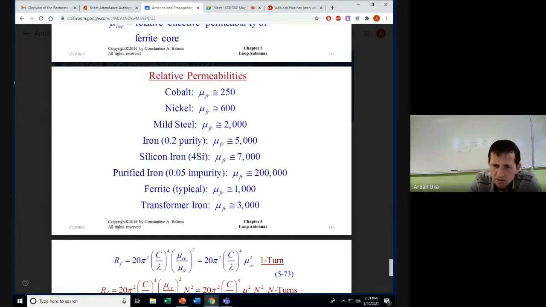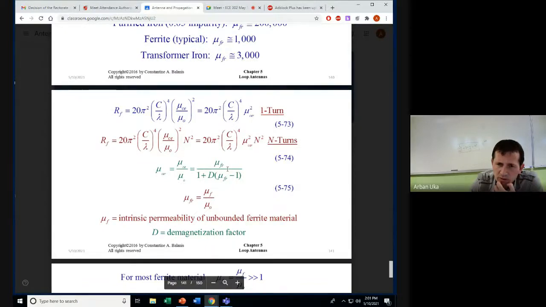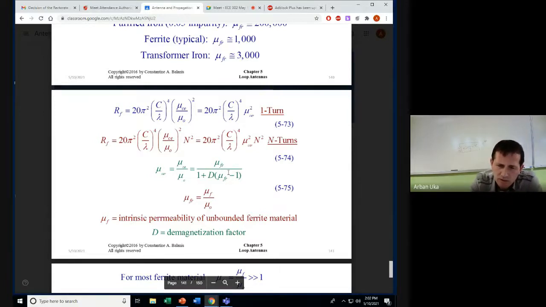For example, iron has a relative permeability of 5,000. Purified iron, which is pure ferrite, is 200,000. Typical is in the order of 1,000. So 10 to the power 3 to 10 to the power 5, it's a huge range for the permeability. And now, assuming that we have these different permeabilities, which are large, we can obtain the ohmic resistance for all of these components. But now all of these values are strongly magnified or modified by the huge value of the respective permeability. So the equations that we have seen so far are similar to what we had before, modified slightly.